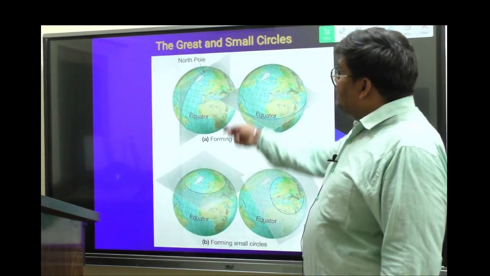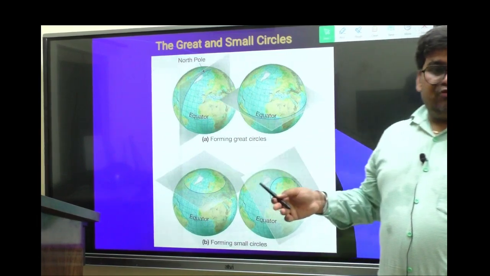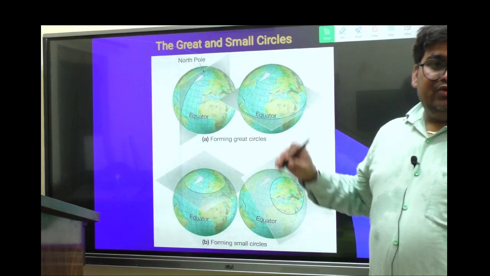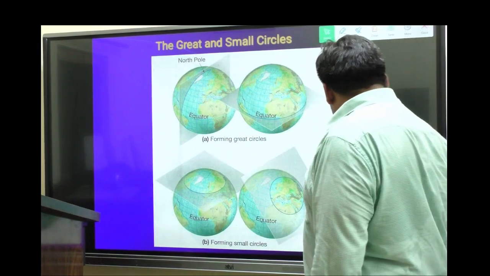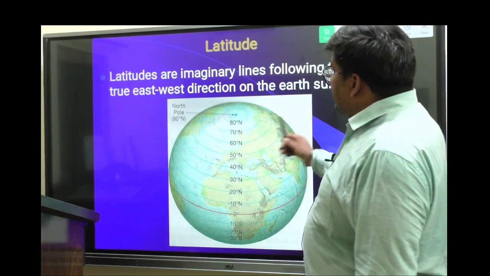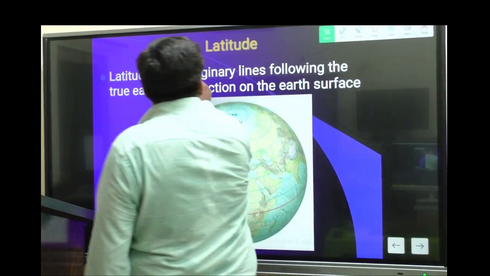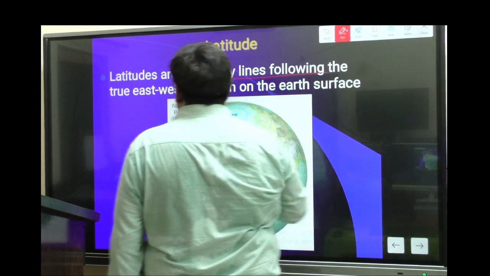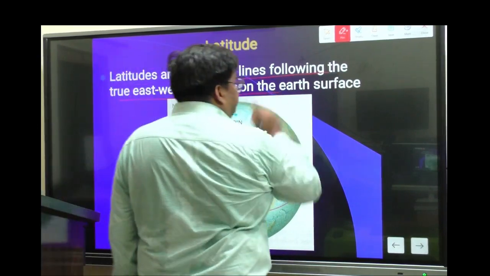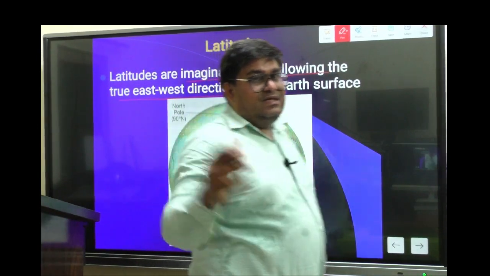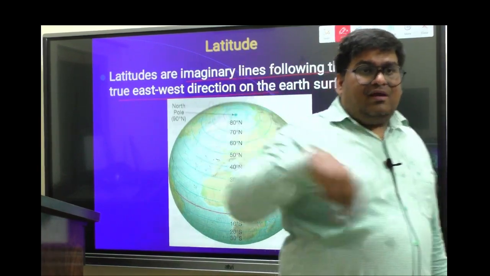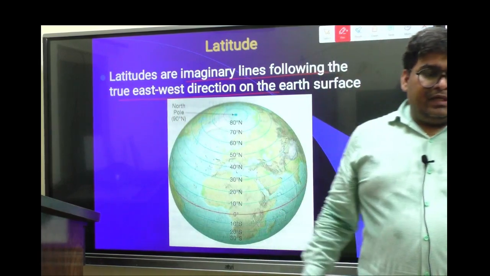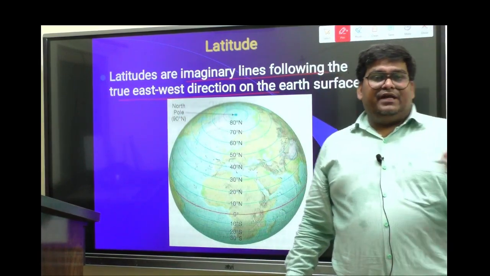This is what I have explained to you. From the North Pole to the South Pole, you have the parallels of latitude, then you have your meridians. I said that latitudes are imaginary lines, which I have already explained. They are imaginary lines following the true east-west direction, because they are parallels of latitude running from east to west, ultimately dividing the earth.